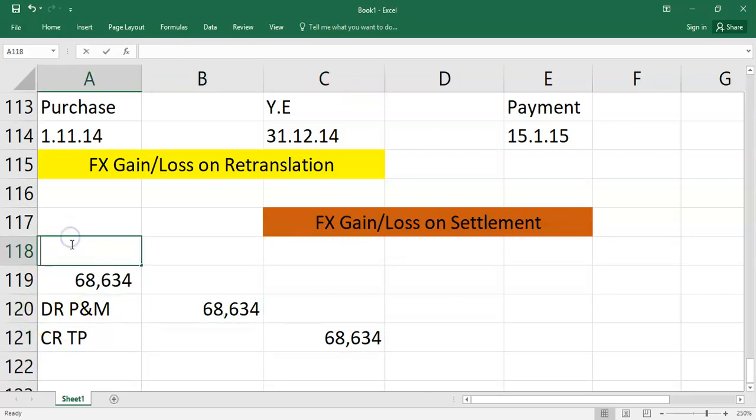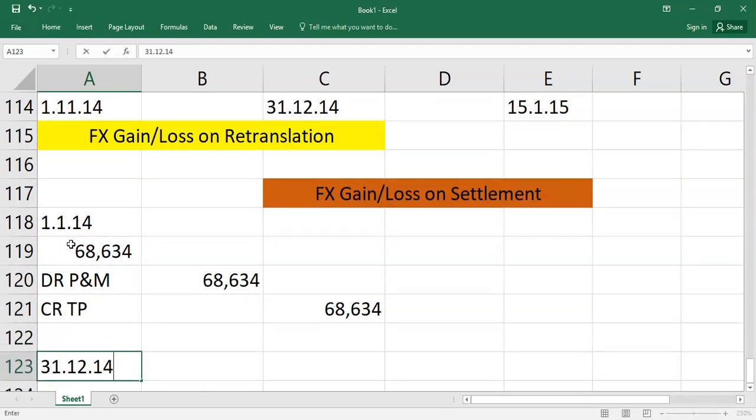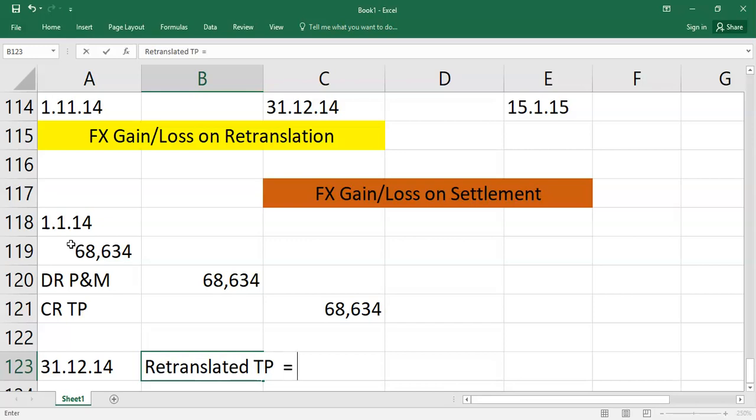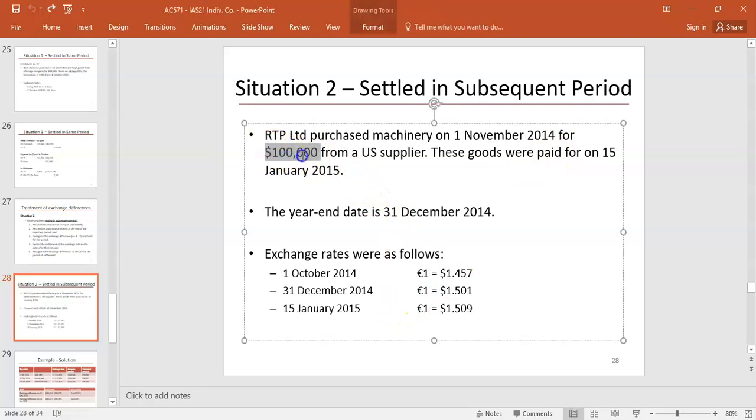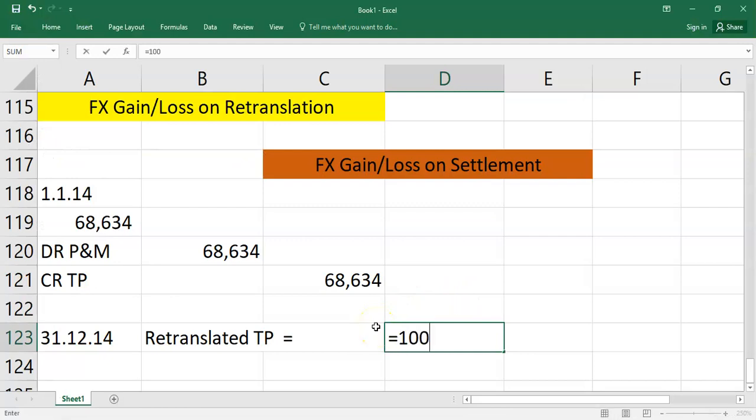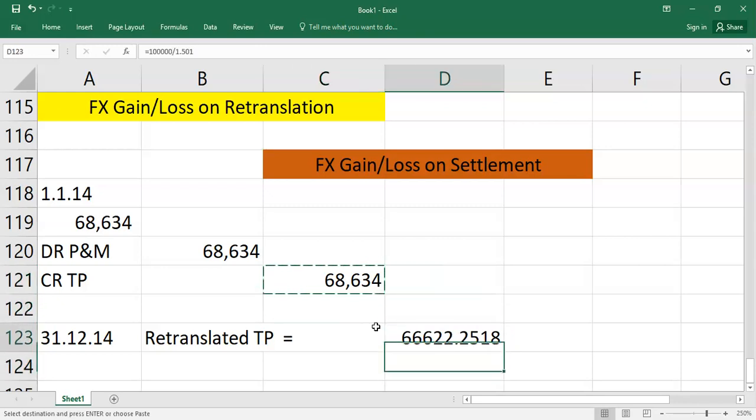And we'll just put there the 1st of November 2014. At the 31st of December 2014, we need to figure out what the retranslated trade payable will be equal to. You still owe that $100,000 at the end of the year because you're not paying it till next year. So you need to retranslate that $100,000, which doesn't change, at 1.501. That means the $100,000 is actually now going to be 66,600.